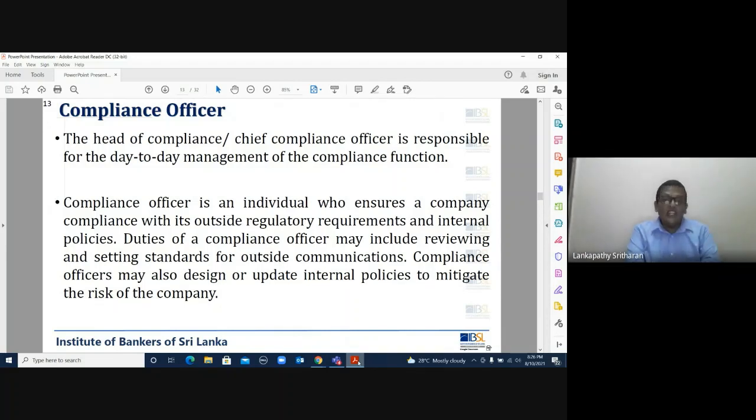Compliance officer is an individual who ensures that the company complies with its outside regulatory requirements and internal policies. Here again, I reiterate that the compliance function is not only for outside regulatory requirements; complying with the internal policies also comes under the purview of the compliance function, and the compliance officer is responsible for coordinating. Duties of the compliance officer may include reviewing and setting the standard for outside communication. Compliance officer may also design or update internal policies to mitigate the risk of the company.